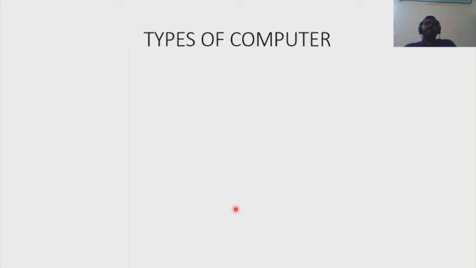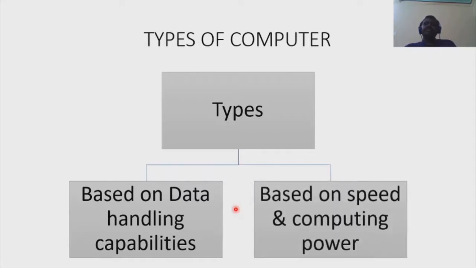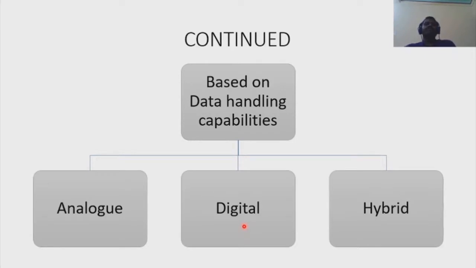Then we come to types of computer. Basically, computers are classified into two types: one based on data handling capabilities, and another based on speed and computing power. Based on data handling capabilities, they are further divided into analog, digital, and hybrid computers. We will see them one by one.